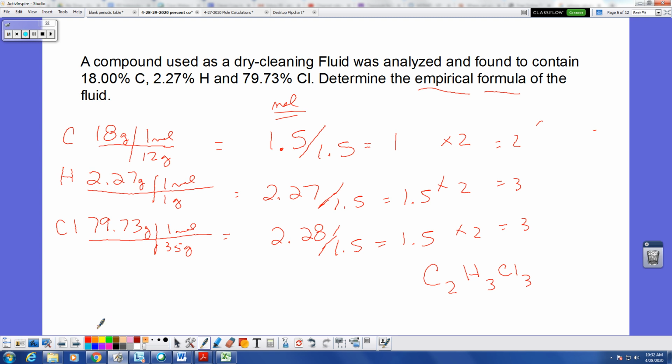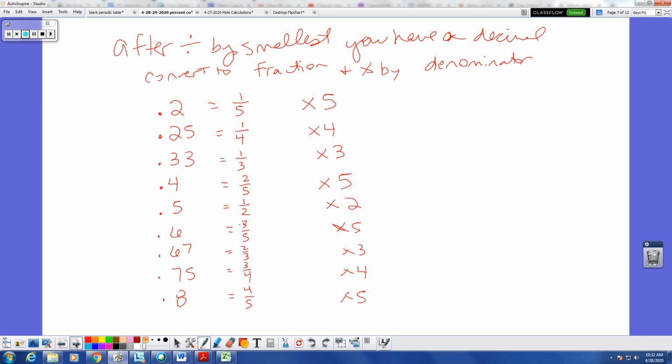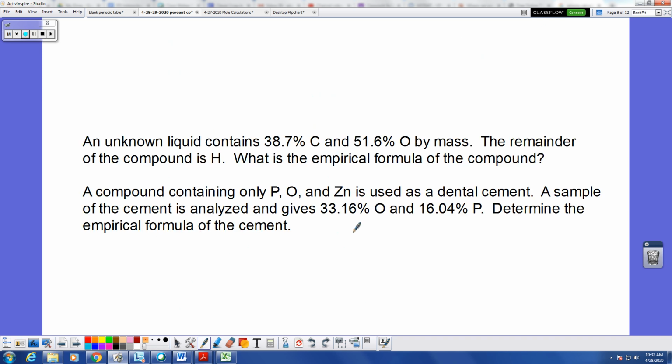The numbers we end up with are our subscripts. Okay? So pause it if you need to. Here's 2 problems. I want you to pause it. I want you to try them. Yes, I'm serious. Get as much of it done as you can. Okay, and then I'll do it for you.